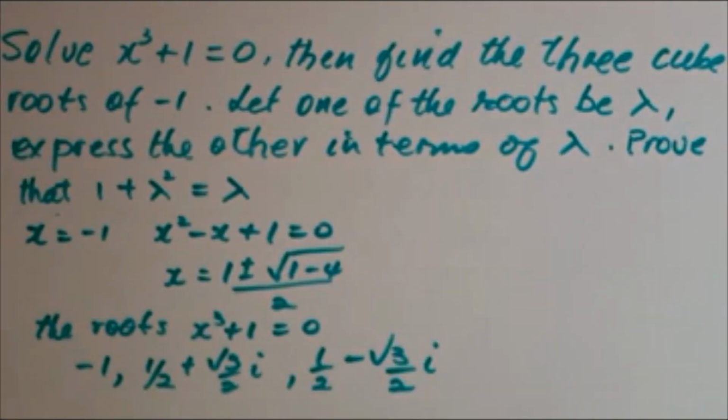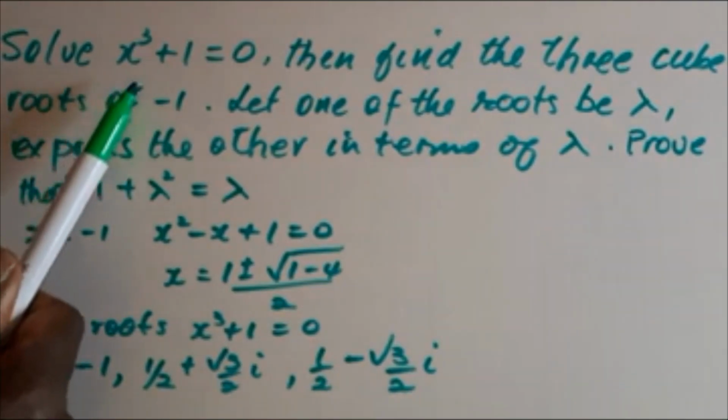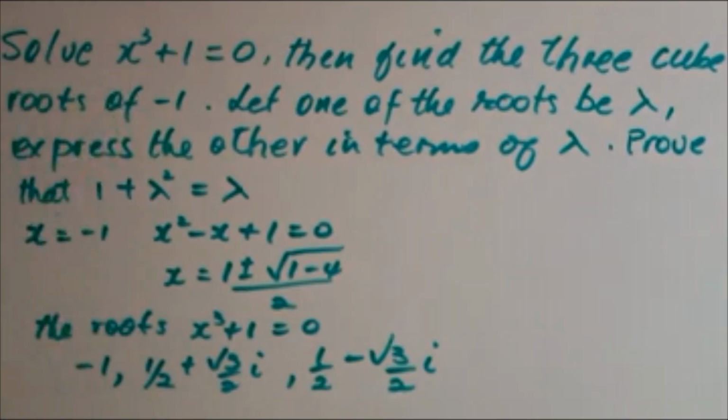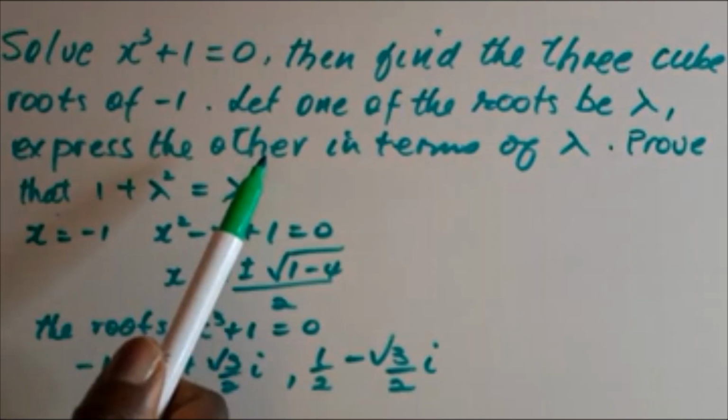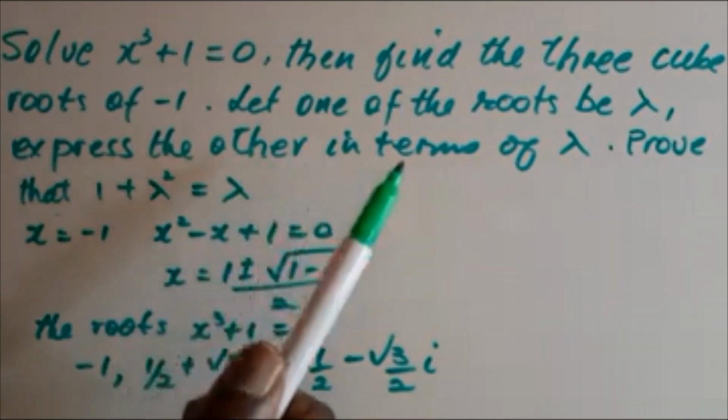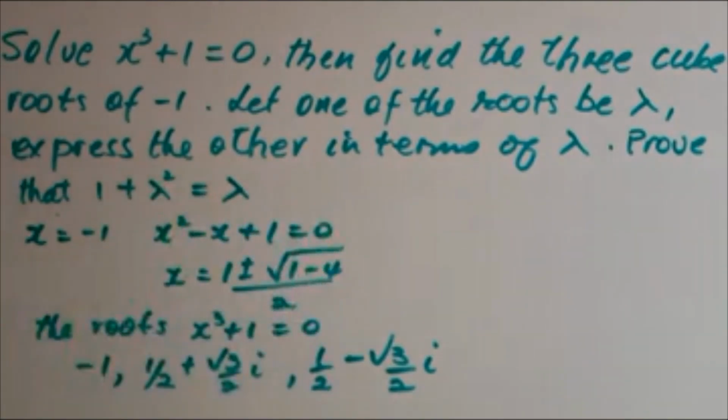So there you have it. I've answered the first part here, and we'll call this part 1. I've solved this equation x cubed add 1 equal to 0 by finding the 3 cube roots of negative 1. They are negative 1, a half add root 3 over 2 i, and a half minus root 3 over 2 i. In part 2, I'll work on expressing the other roots in terms of lambda.